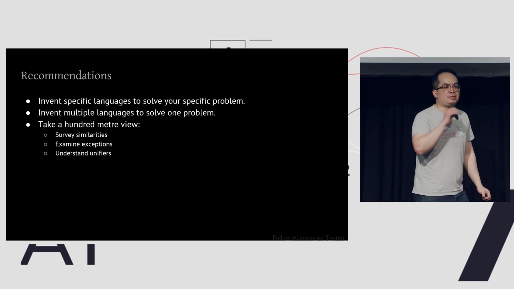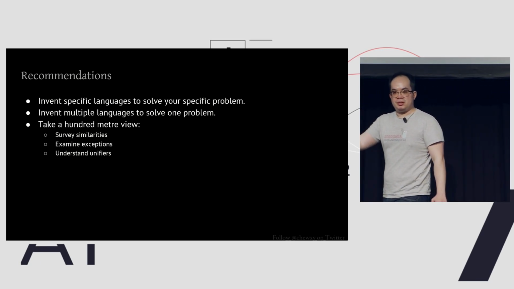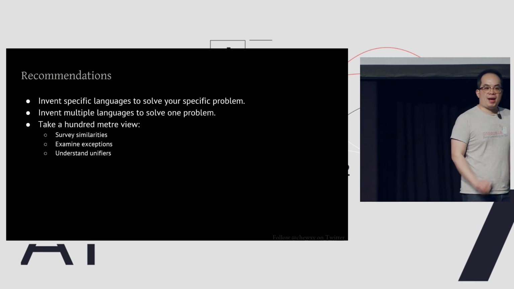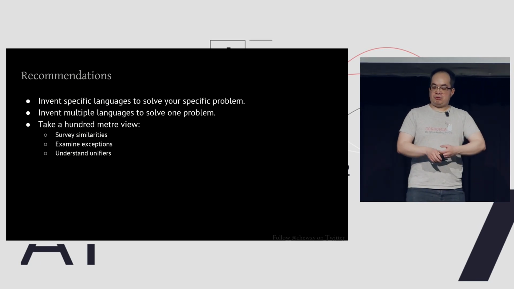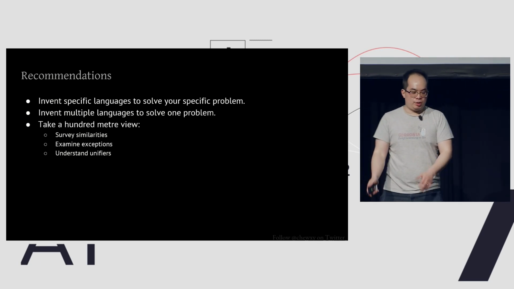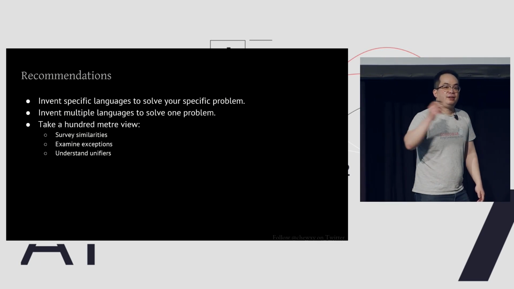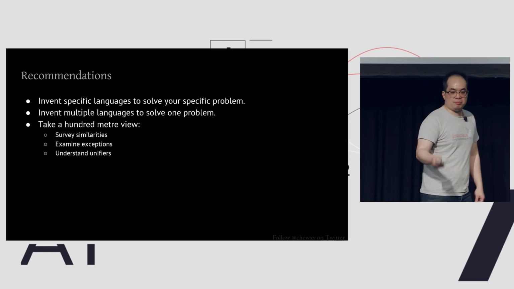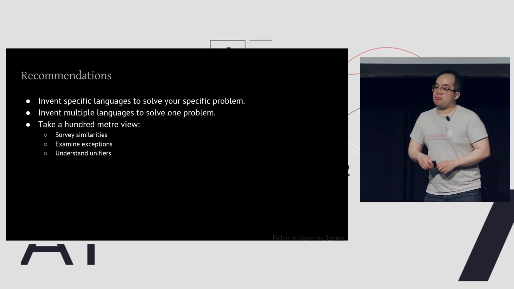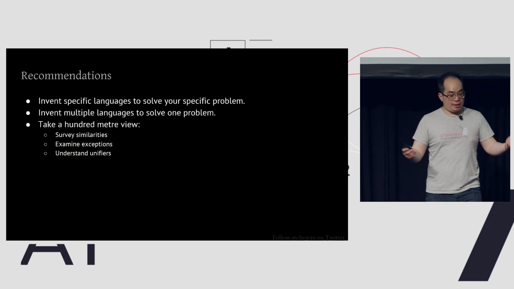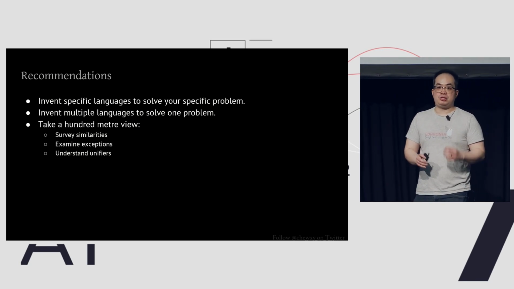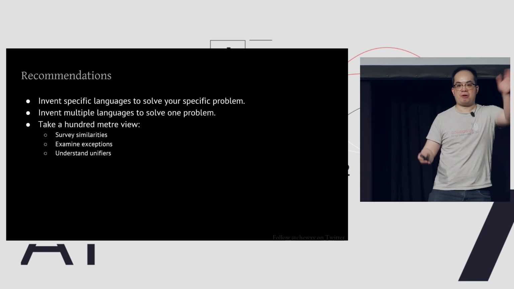So I want you to go and invent specific languages for your specific problems. I want you to solve your problem multiple times with multiple languages, and then take a step back, right? Look at it. How are they different from one another? How are your solutions similar to one another? Study what unifies the difference, because that's the core of your problem. Solve that, okay? And if you do that, you also reduce the cognitive load that may exist when you have 1,000 languages blooming.